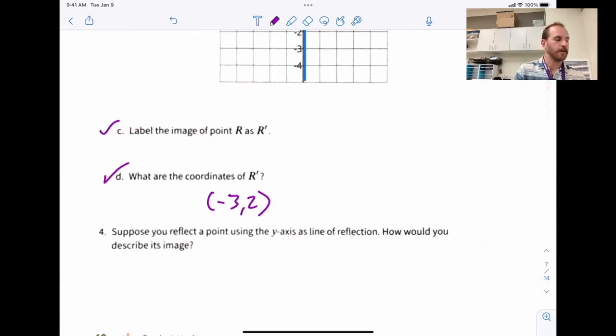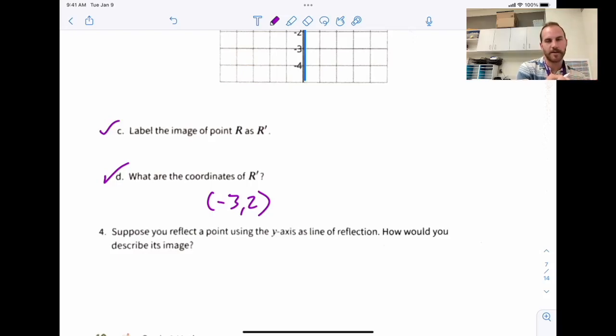It's kind of a thought question for you, but I mean, if I was doing this worksheet, if my 8th grade self was doing this worksheet right now, with the knowledge I have now, that would be unfair. All right, but suppose you reflect a point using the y-axis as a line of reflection. How would you describe its image?